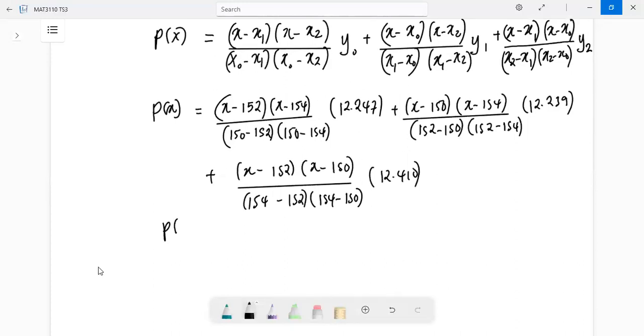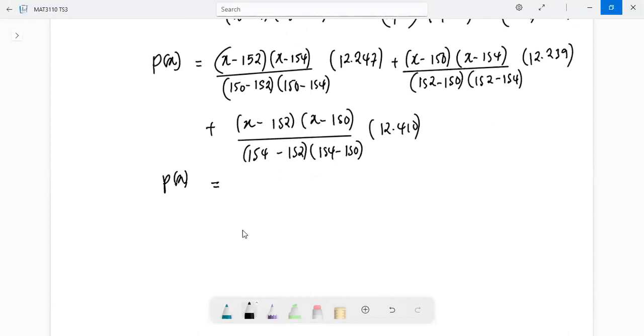So P of x, this will just be equal to, let me start with the denominator there, 150 minus 152, and then times 150 minus 154. In the denominator there, I'm getting positive 8. So I'm going to have 12.247 over positive 8, x minus 152, and then x minus 154.